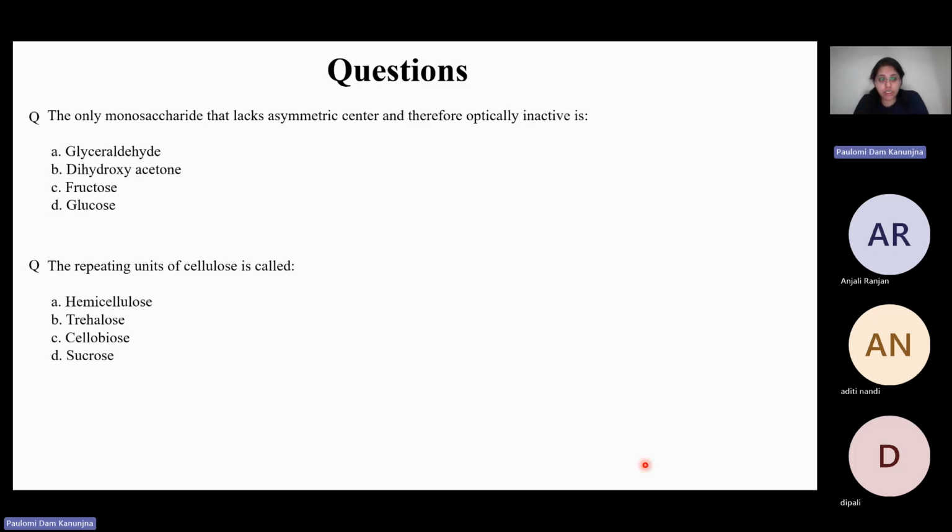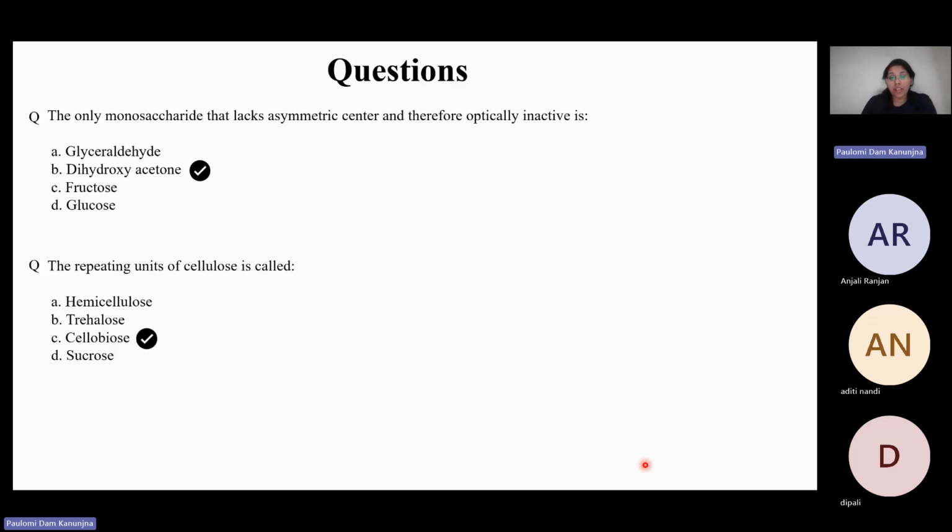Okay. Glucose, which is basically glucose. Okay. So B and C. Let me see how many of you got it. Wait, D, D. Okay. You said sucrose.